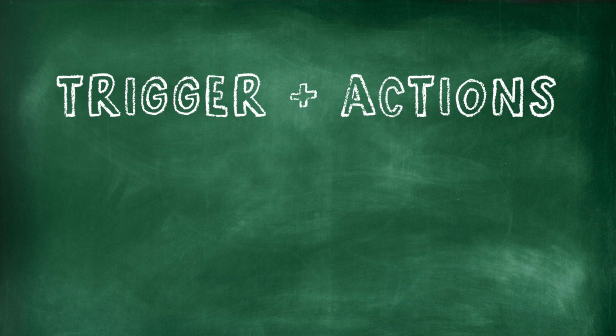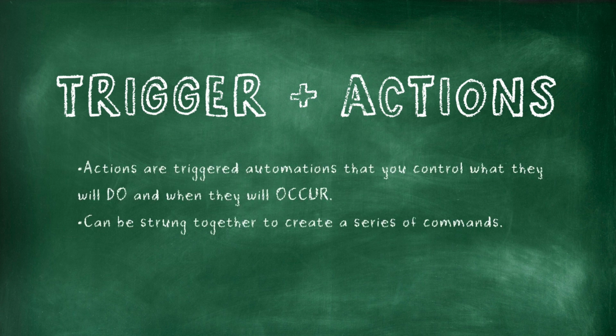Trigger and actions feel like the flagship terms for this particular lesson, so let's spend an extra moment on them. Actions are triggered automations that you control what they will do and when they will occur. The coolest thing about them is that they can be strung together to create a series of commands that can guide a user's experience and save you, the super admin, a bunch of time.